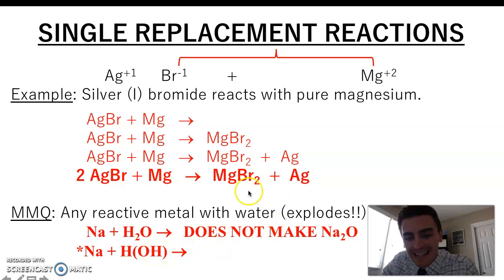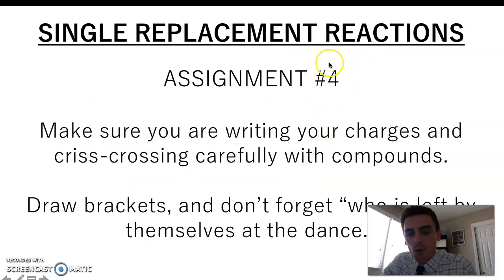Pay attention to any explosive metal with water, and otherwise get started on assignment 4. Don't forget to write your charges and be careful with your crisscrossing. Draw a bracket to show your new thing, and figure out which element's going to be left by itself after that single replacement.